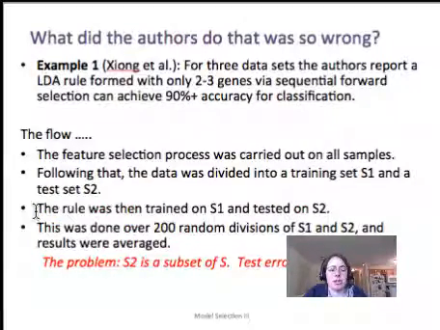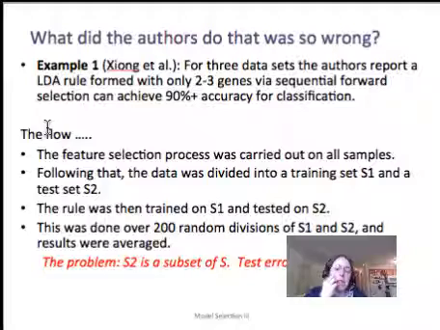So what did the authors do that was so wrong? This is one example for 3 data sets. The authors report an LDA rule formed with only 2 to 3 genes through forward selection, which we know is kind of a crude algorithm anyways. And they say that that can achieve 90% or better accuracy for classification.